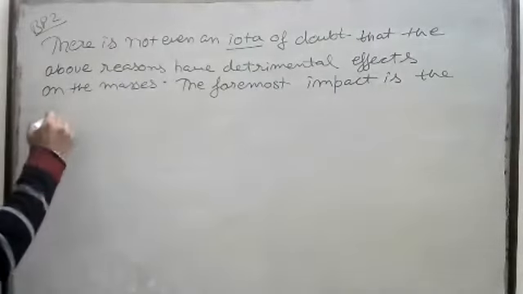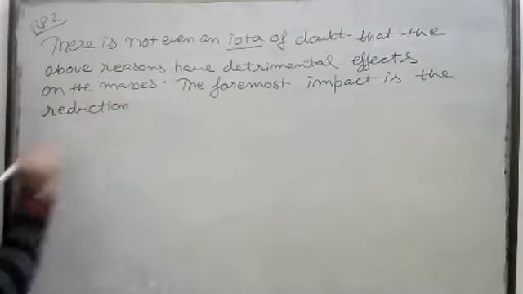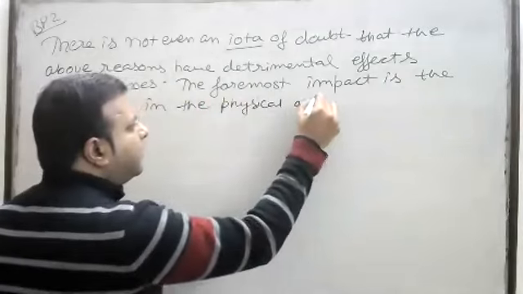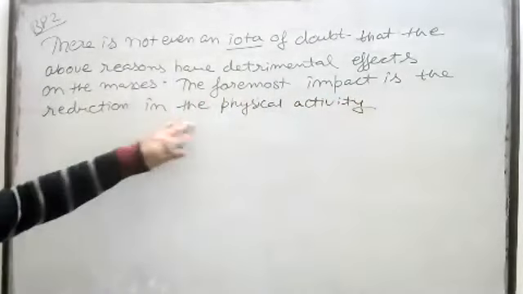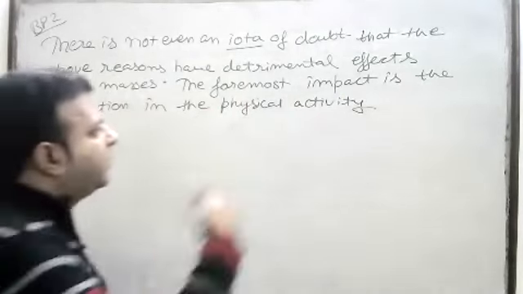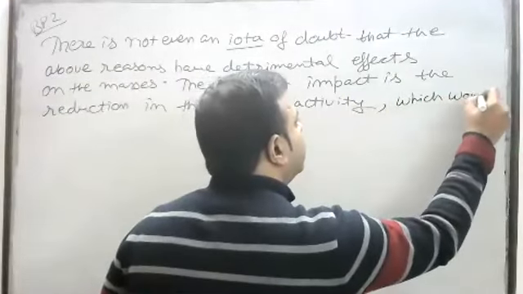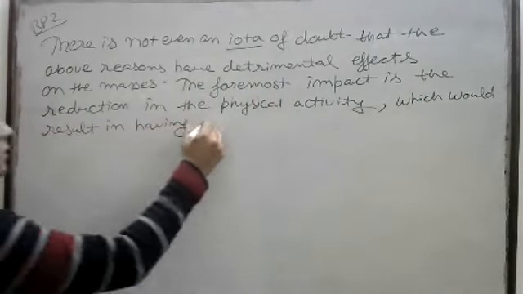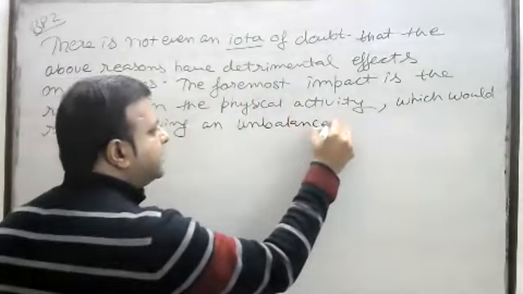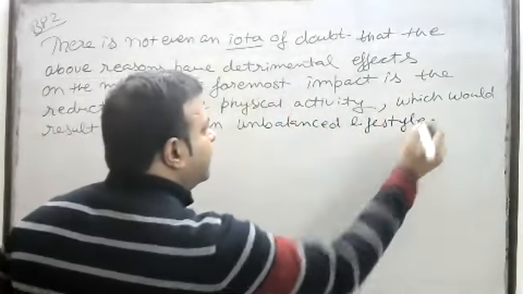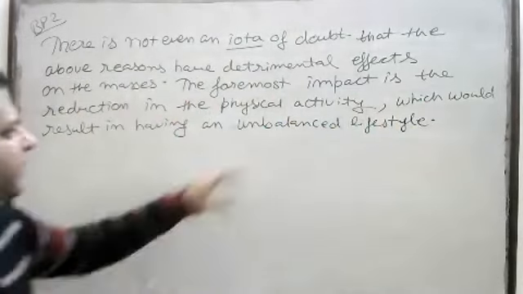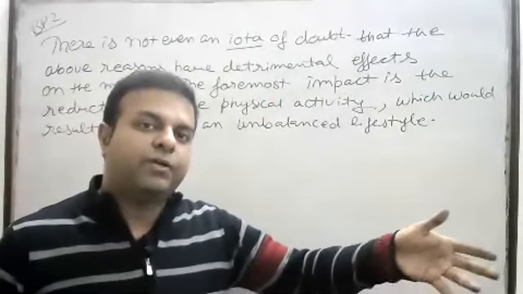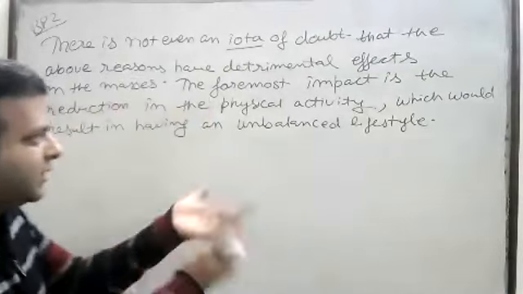The foremost impact is the reduction, we're using it as a noun, reduction in the physical activity, right? So the foremost impact is the reduction in the physical activity, which would result in having an unbalanced lifestyle, let's say. So obviously, when your physical activity is reducing, you're not doing any exercises or anything like that, so how is it going to impact your lifestyle? It will become unbalanced, right? Now let's develop this point.